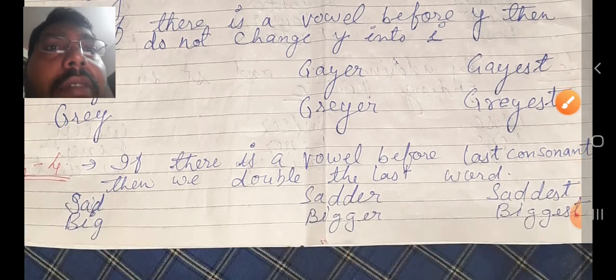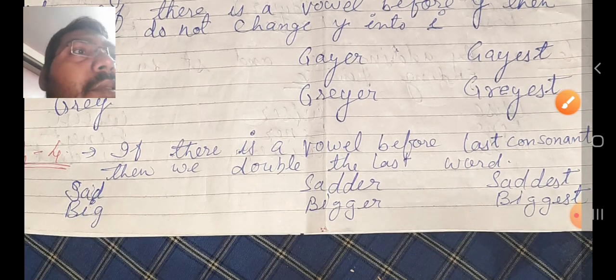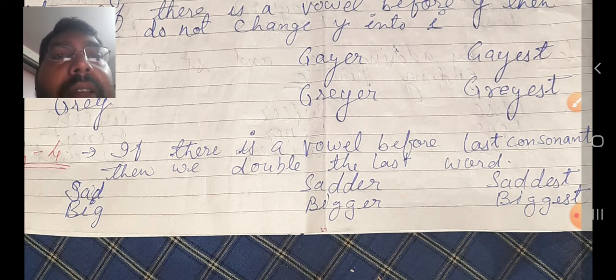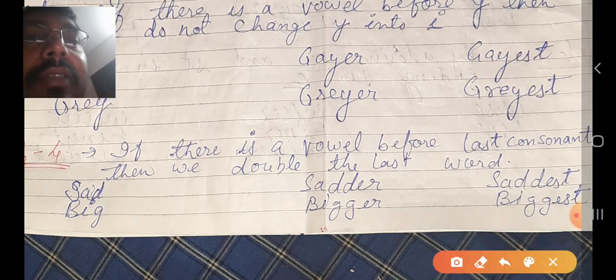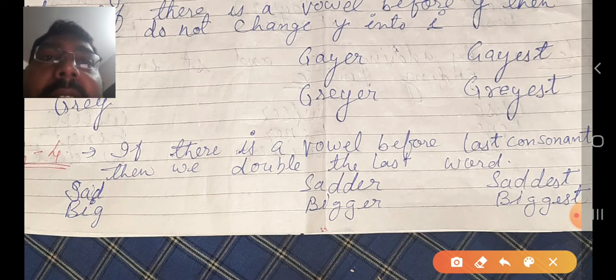Okay. Now comes rule number 4. If there is a vowel before the last consonant, then we double the last letter. What does the rule say? If there is a consonant at the end, other than the Y rules we have read, like D, F, G, H, J, K, and so on. I is a vowel. So other consonants other than Y, if they are there, and before that consonant there is a vowel.